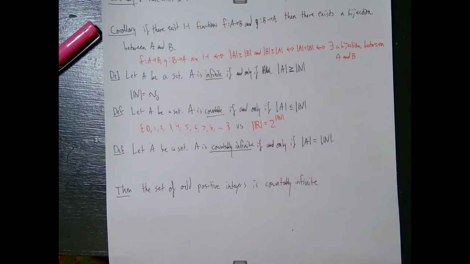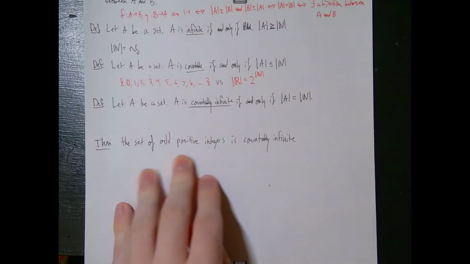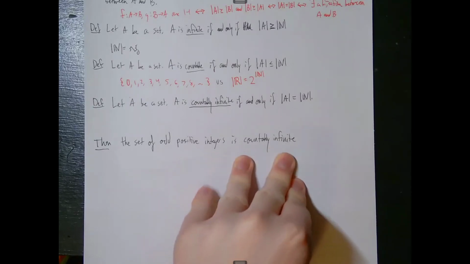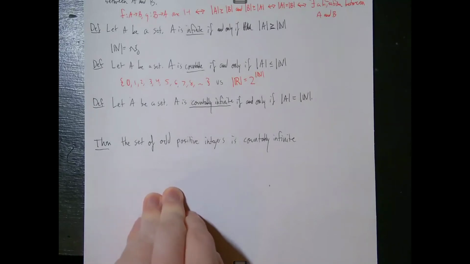Anyway, now we can combine the definitions of countable and infinite to say that a set A is countably infinite if and only if A has exactly the same number of elements as the natural numbers. All right. So with all of that under our belt, you might have been eyeing this theorem, which says that the set of odd positive integers is countably infinite. Or in other words, that there are as many odd positive integers as there are natural numbers.